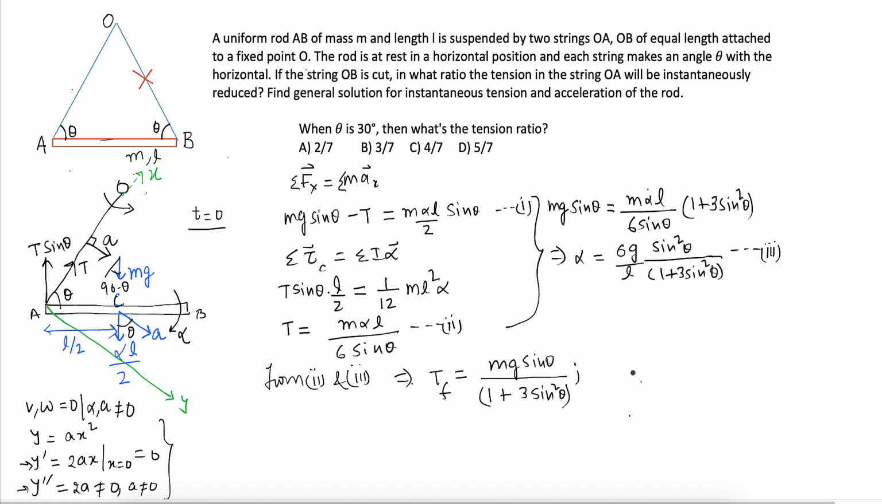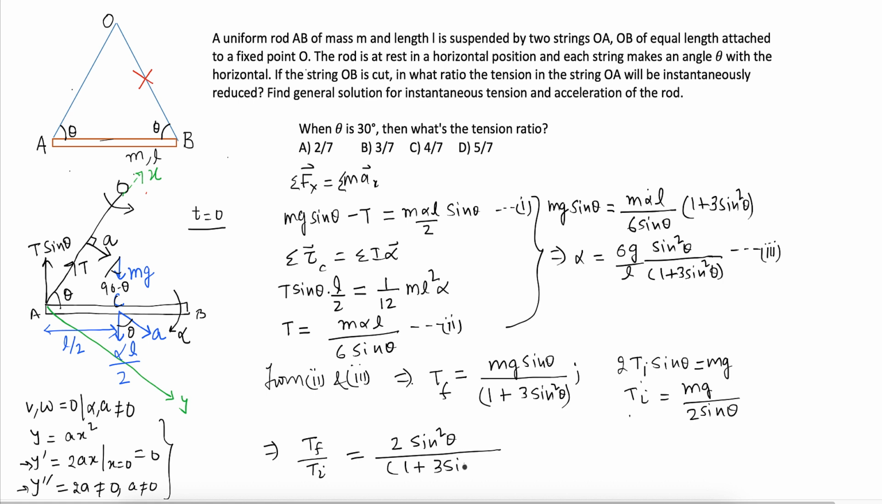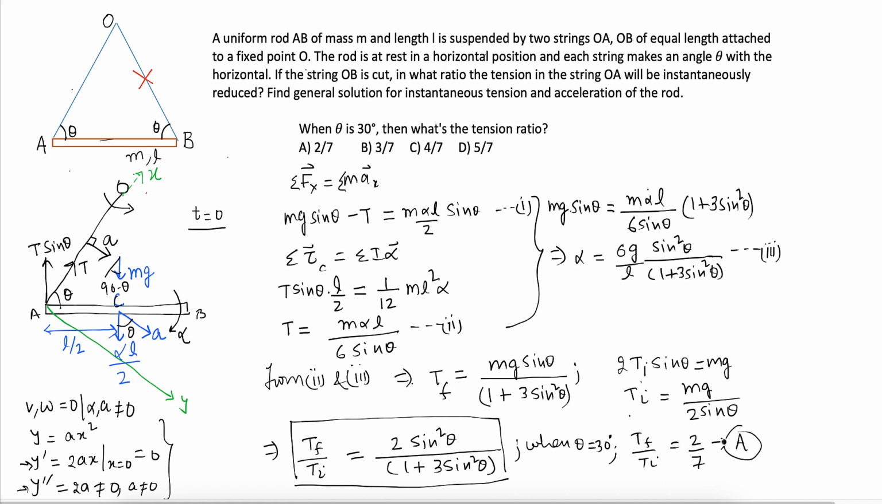Now before the string OB was cut, what was the initial tension? Let's call it Ti. So it will be simply 2 Ti sine theta equal to mg. Therefore Ti is mg by 2 sine theta. Therefore the question is asking Tf divided by Ti. So if we take Tf divided by Ti, we get 2 sine square theta divided by 1 plus 3 sine square theta. And this is the factor that we wanted to compute. When theta is equal to 30 degree, this value will be 2 by 7. Therefore A is the answer.